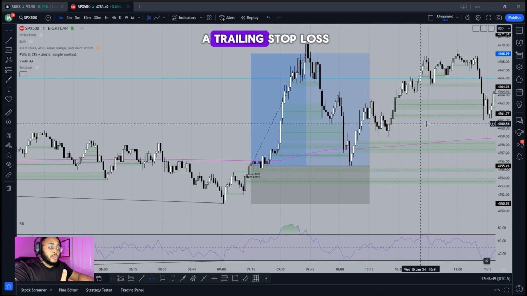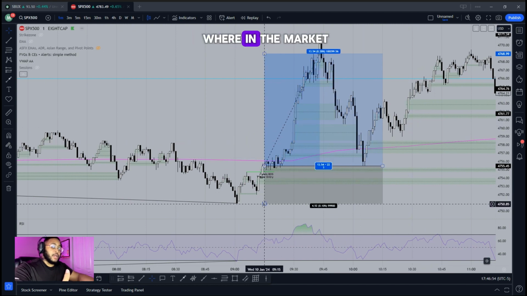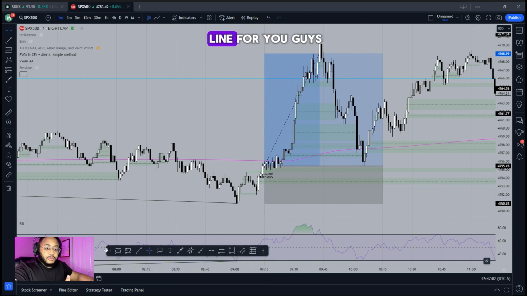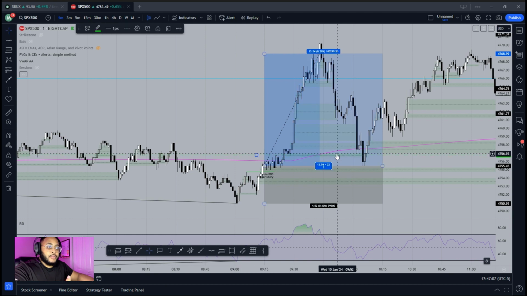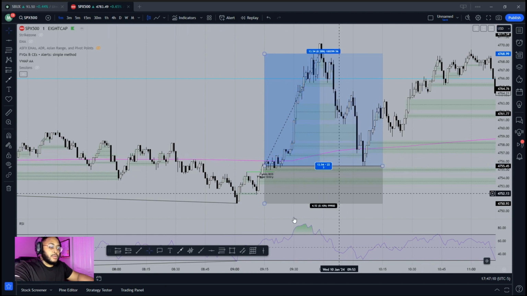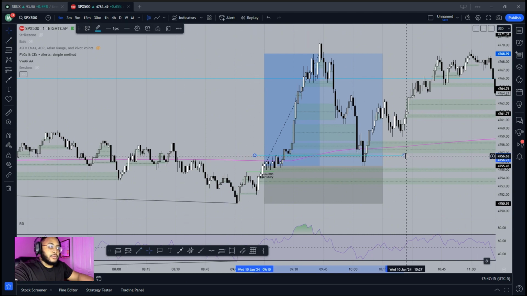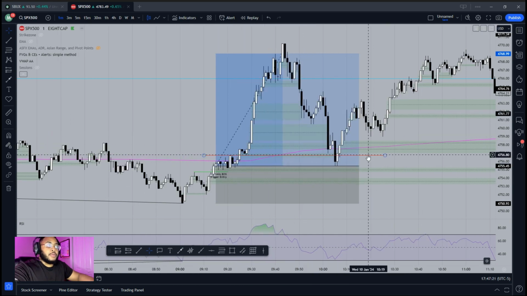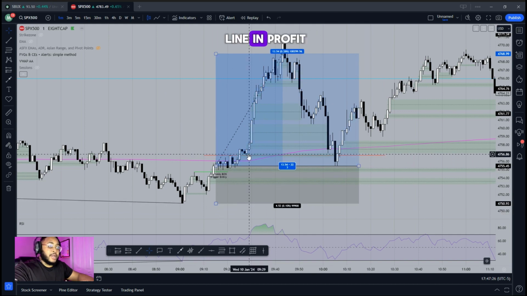And because I had a trailing stop loss, meaning my stop loss, or the point in the market where I would have liked to get out of the market, I moved that into profit. Let me draw a horizontal line for you guys. I'll just draw a line like this. So this is just a visual so you guys can see. I moved this price line into profit.